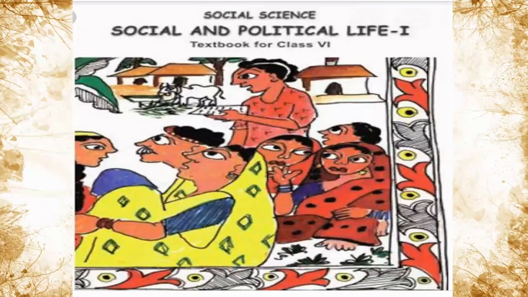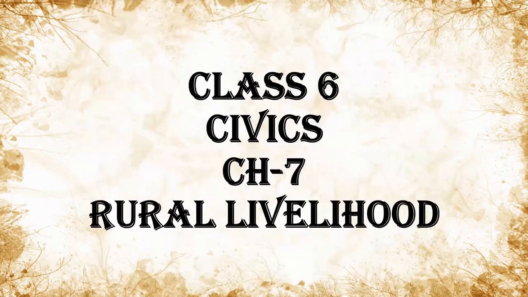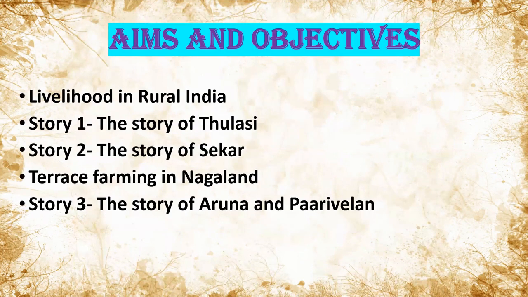Hello students, let's start with civics, chapter number 7, Rural Livelihoods. The aims and objectives of this chapter are the livelihood in rural India. Students will be learning this chapter with the help of three stories. The first is the story of Tulsi, the second is the story of Sagar, and the story of Aruna and the Parivelan.